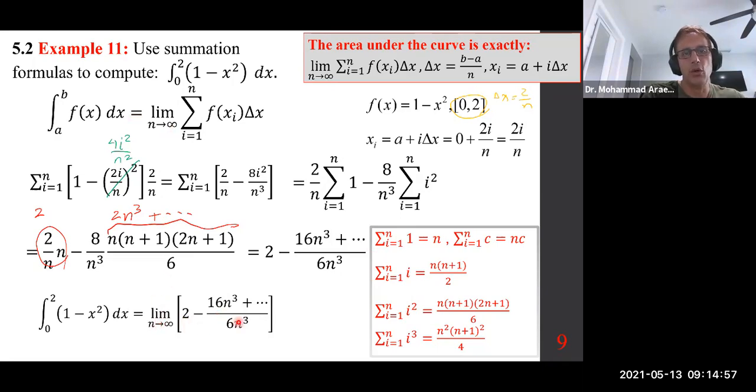This is 2. And I hope you remember when you have to divide by the highest degree term in the denominator, which is n cubed, when they have the same degree, it's just the coefficients that take over. So 2 minus 16 over 6, which gives us the following answer. It's a very straightforward process.